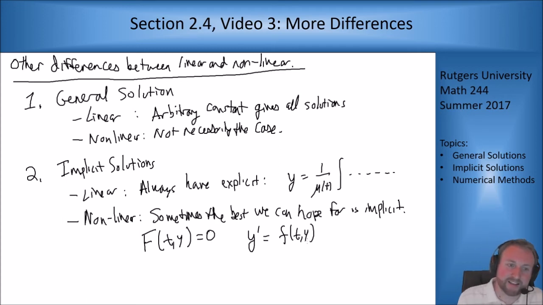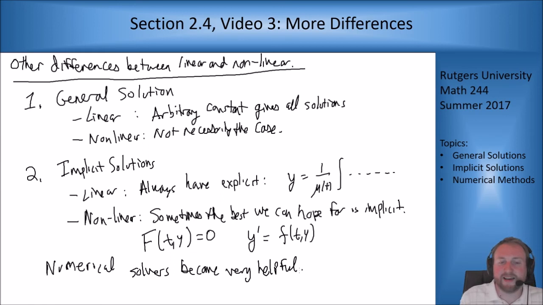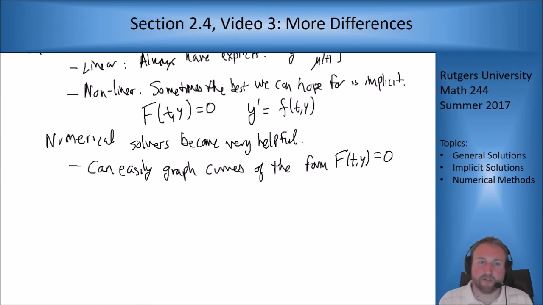In this implicit case, numerical solvers become very helpful. Why is that? Because they can graph these really easily. You just throw it in Maple, using the implicit plot command, and it'll graph it for you. It'll give you a bunch of curves, and you can see what the ODE is going to do, even though you can't solve for y in terms of t explicitly. You only have this implicit solution.